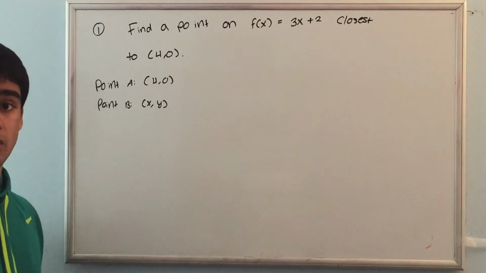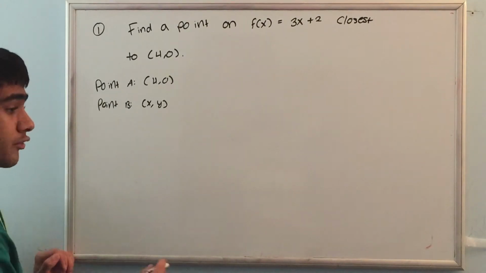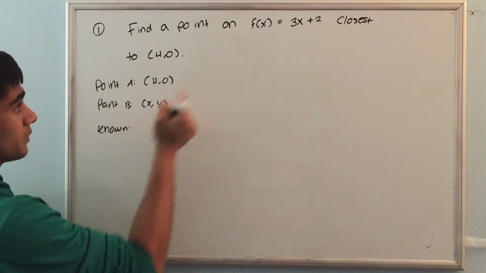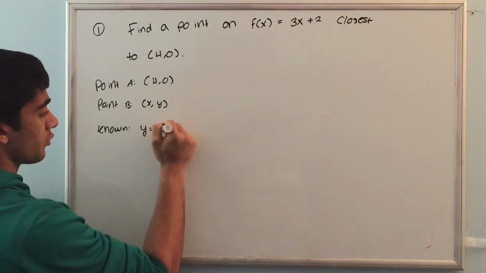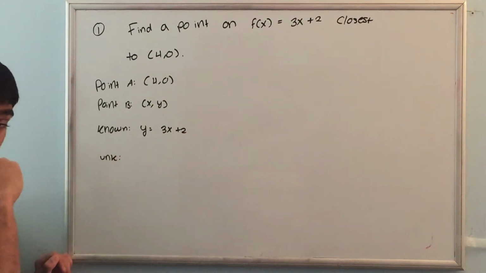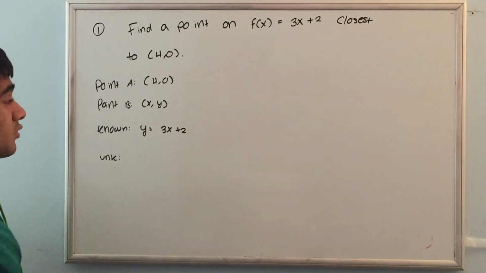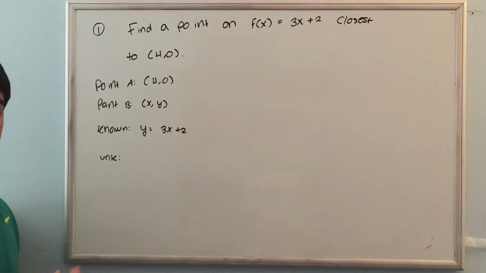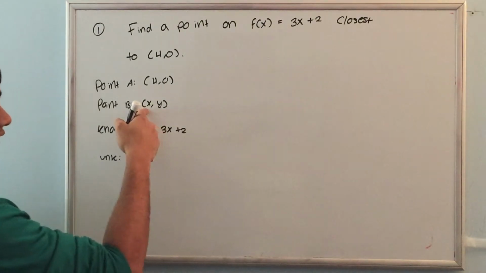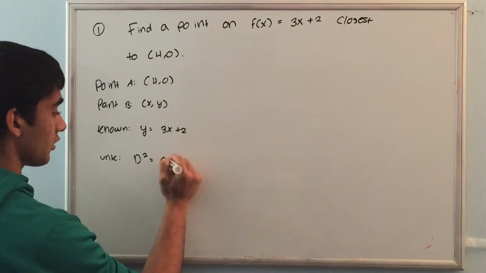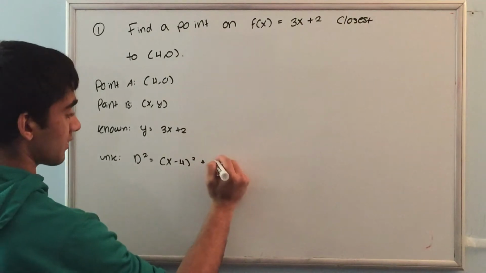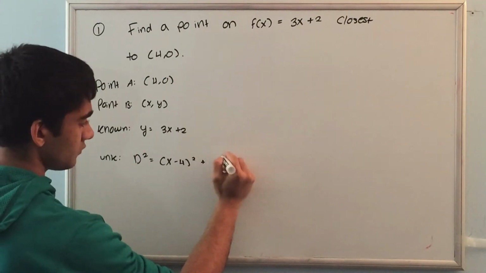So now I'm going to start the optimization, and what we want to do first is write our known and unknown equations. In this case, a known equation would be y equals 3x plus 2. And our unknown equation would be the distance formula, since we're trying to find the point closest to the point (4, 0). So we try to find the distance that is the smallest. The distance formula says d squared equals the x coordinate of the second point minus the x coordinate of the first point squared, so (x minus 4) squared, plus the same thing with the y. So y minus 0 is just y squared.